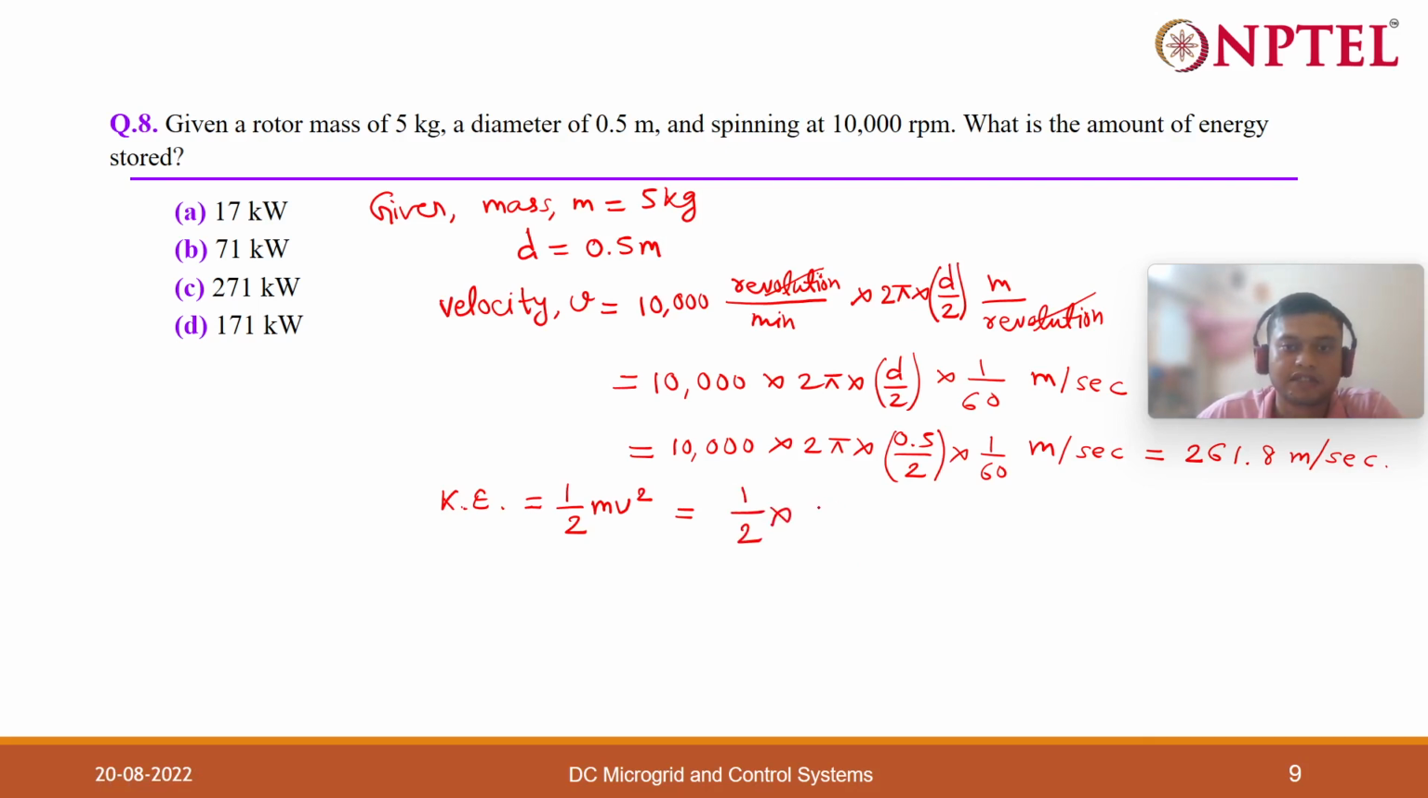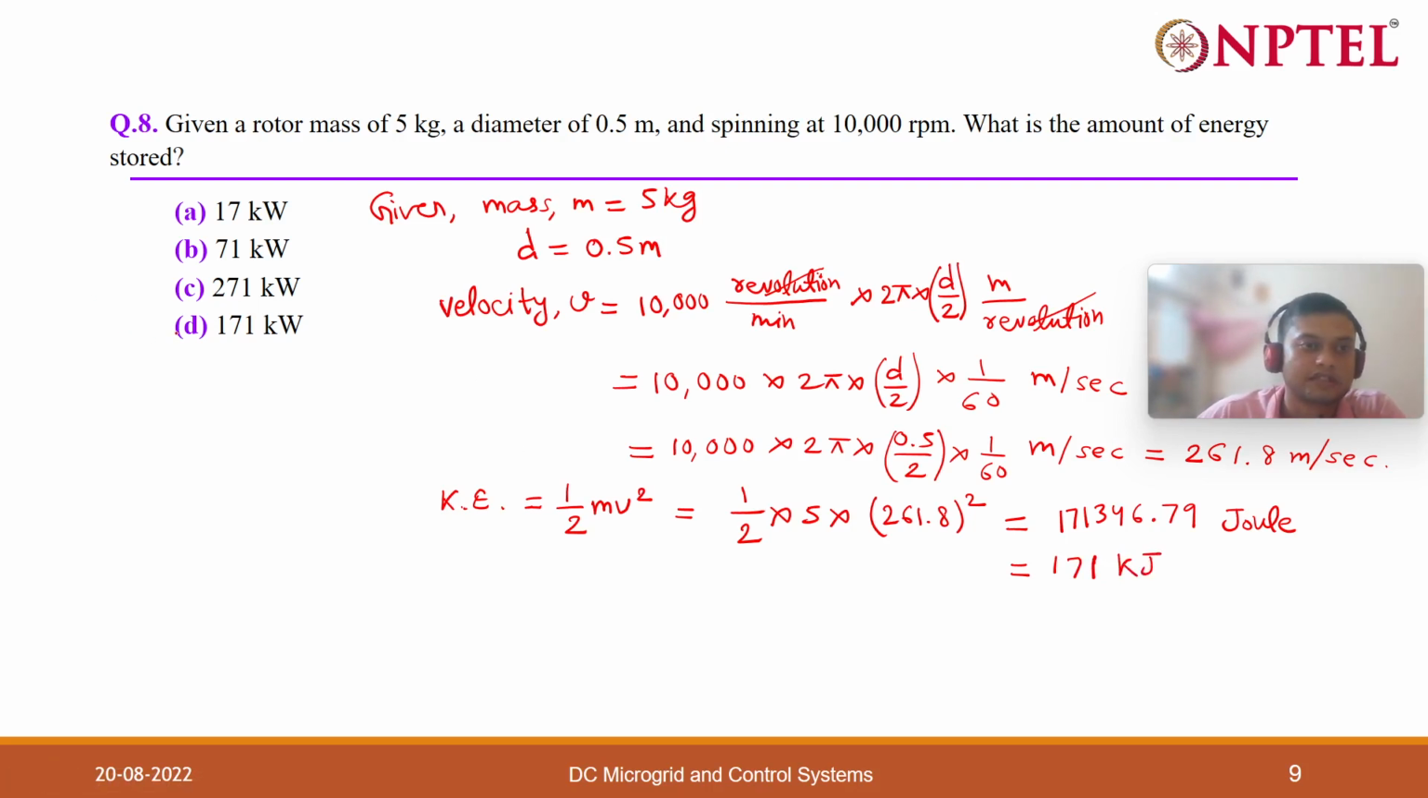Half mass is given as 5 kg, and we have 261.8 square meter per second. So it comes out to be 171,346.79 joule. So if you write it in kilojoule, then it is 171 kilojoule. So the correct answer is D.